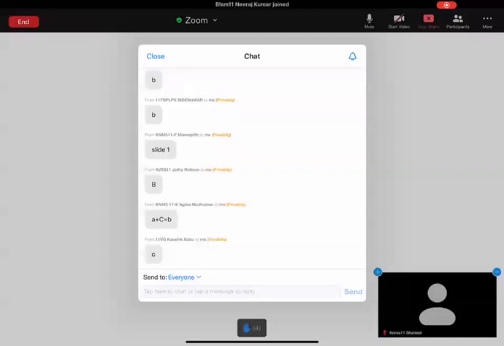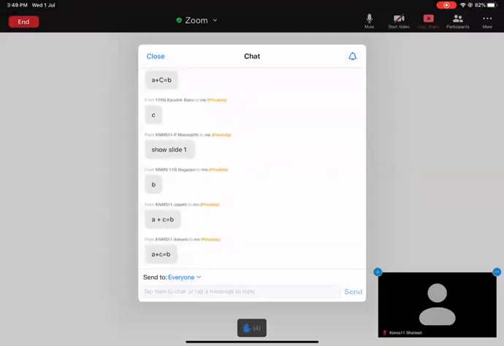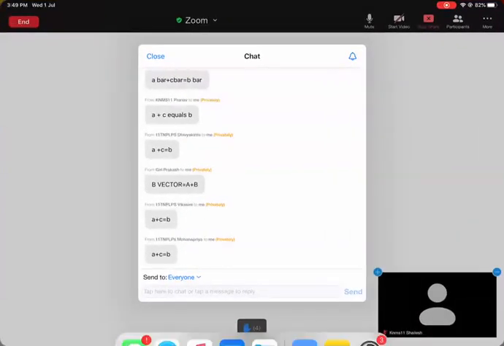Option one says A plus C equal to B. A plus B equal to C. Is it right?